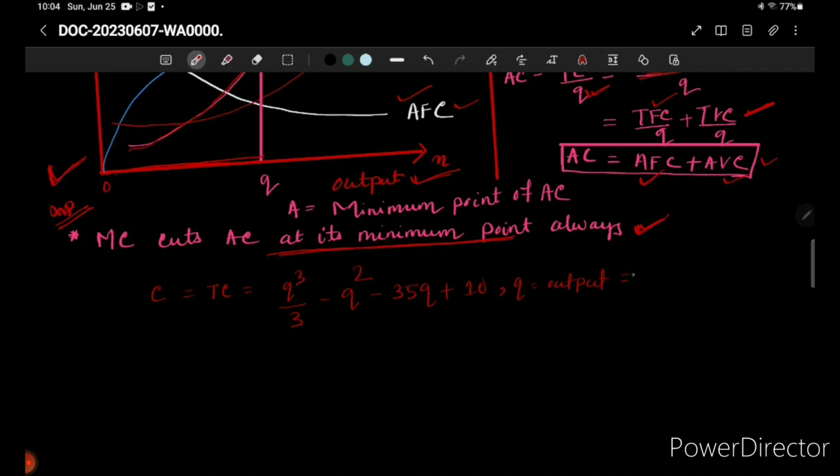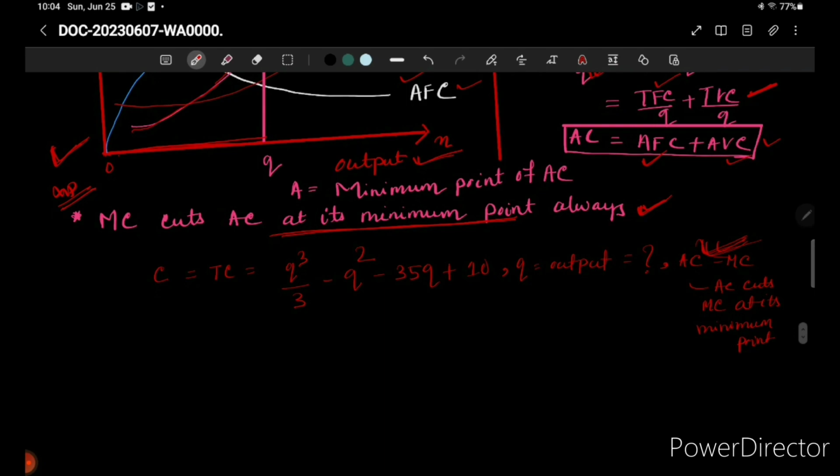So we have to find out the output where AC is equal to MC, and we all know that MC cuts AC at its minimum point. So this is important, you all have to remember this. So let's find out AC and MC first.